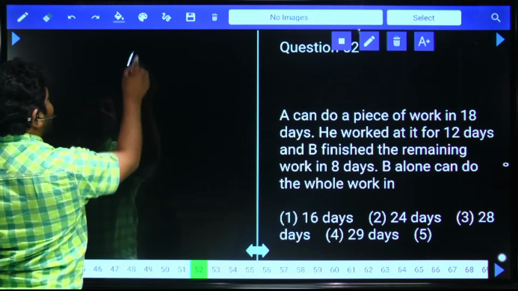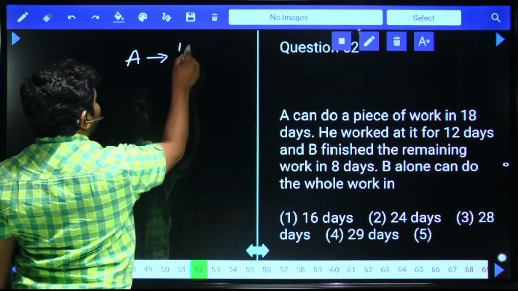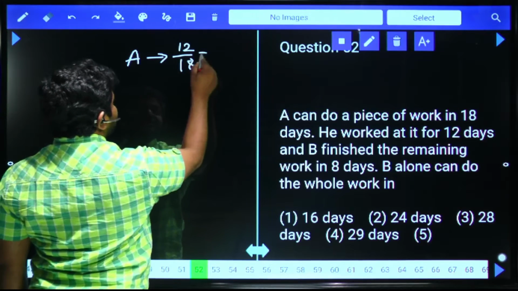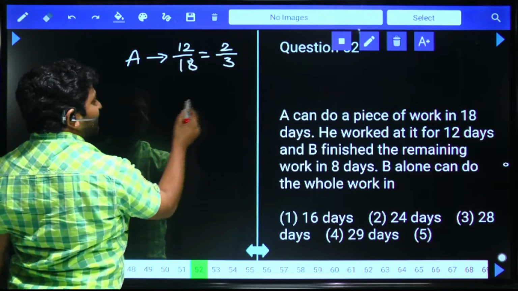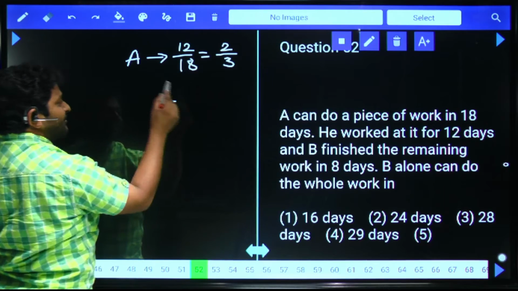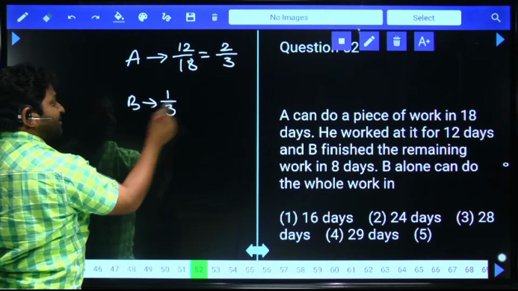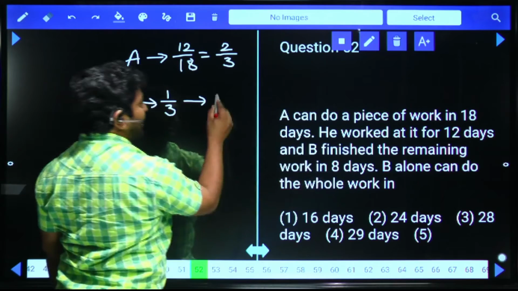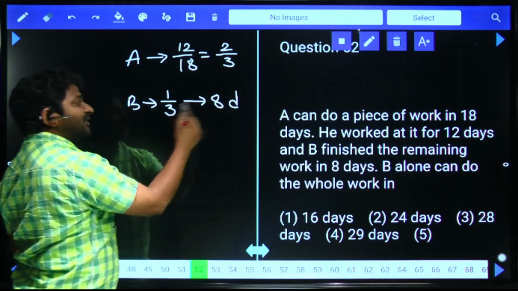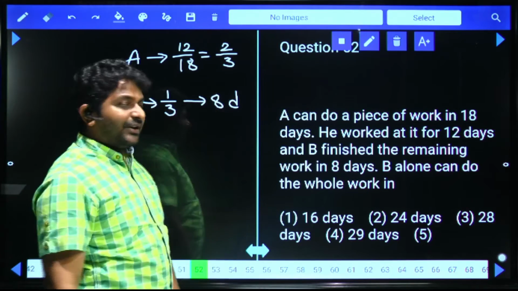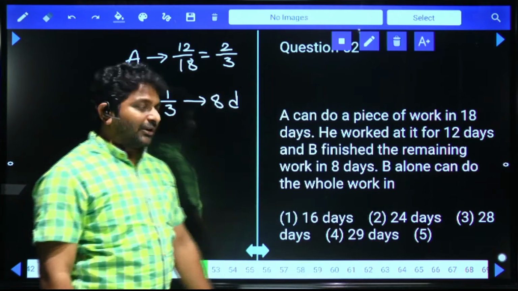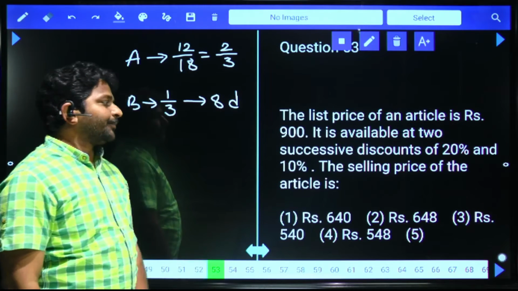A worked 12 days, so the work A completed is 12 by 18, which is equal to 2 by 3. A did 2/3 of the work, so B has to do 1/3. B took 8 days to do 1/3 of the work. For the full work, we need 3 into 8, which is 24. So B can complete the total work in 24 days.